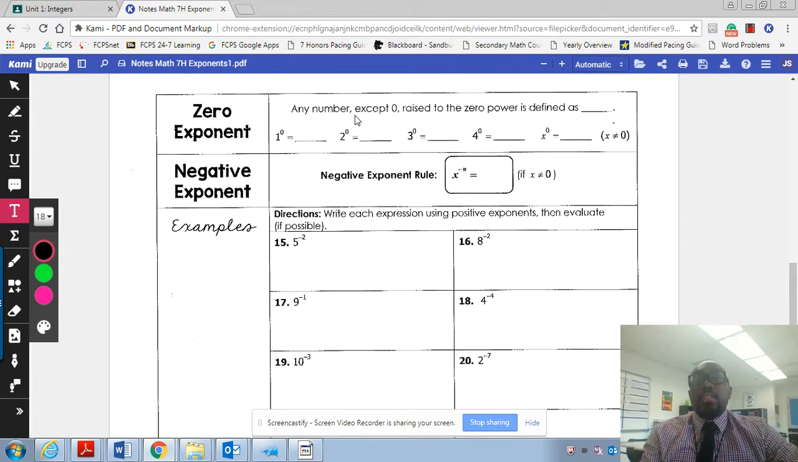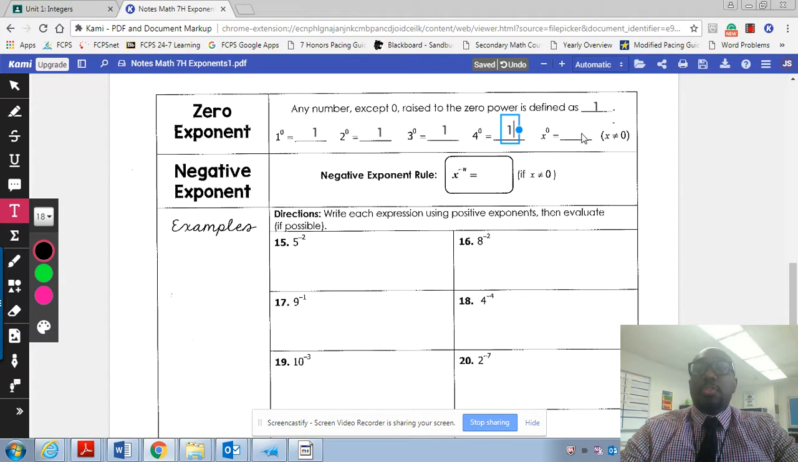So any number except 0 raised to the 0 power is defined as 1. Okay, I will show you why this is in class tomorrow, but right now I want you to just realize that anytime we have a number raised to the 0 power, so let's look at these examples. 1 to the 0 power is simply 1. 2 to the 0 power is 1. 3 to the 0 power is 1. 4 to the 0 power is 1.